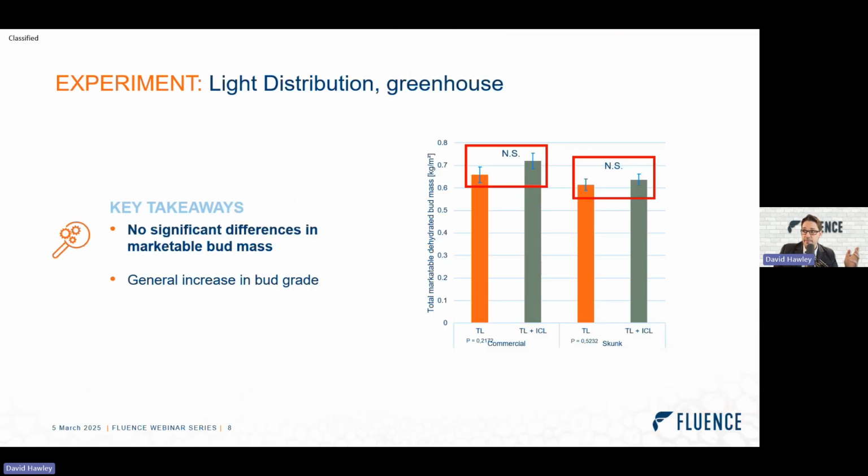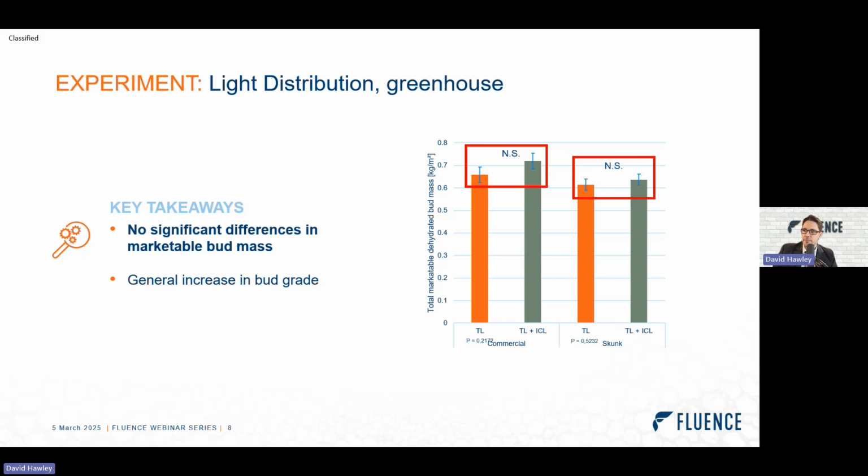What we saw was that when applying the same total amount of light, the cumulative yield of dehydrated inflorescence was the same, which makes sense. What you're seeing in this graph, by the way, is this orange bar and this green bar. The two of them are the first cultivar, which in this case we just call the commercial cultivar. And in the second pair of bars, we're talking about skunk.